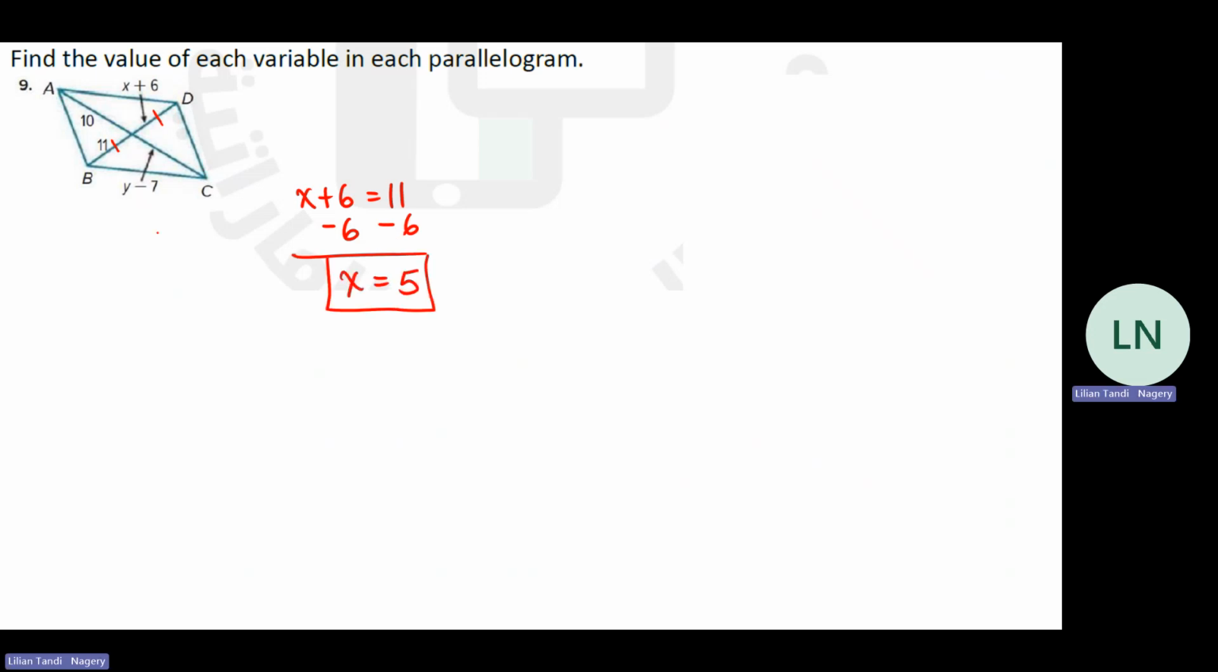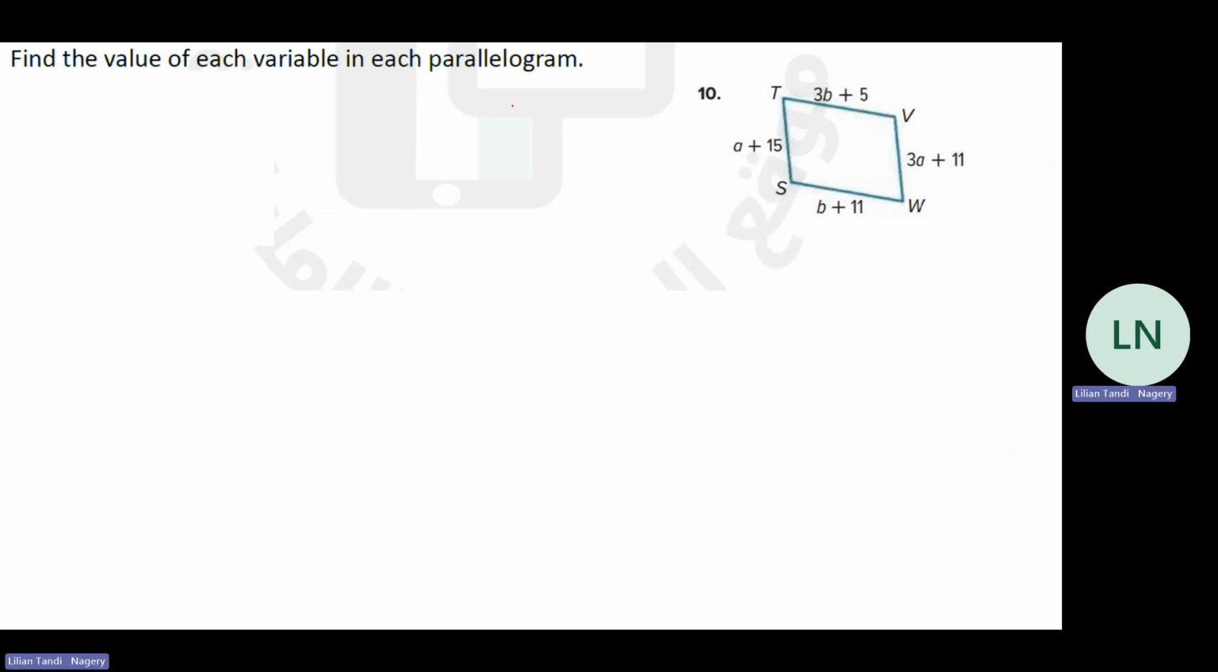Box your answer. Okay, and find y. y minus 7 is the same as 10 because this line should be the same as that line. So plus 7, y is equal to 17. We box our answer. This is a parallelogram. Opposite sides are congruent. So I will write here TV is equal to SW. 3b plus 5 is equal to b plus 11.